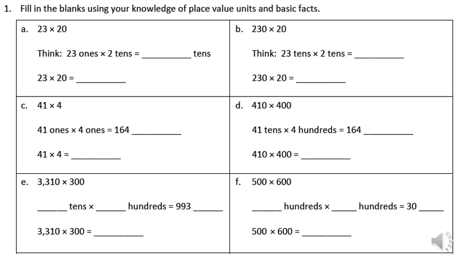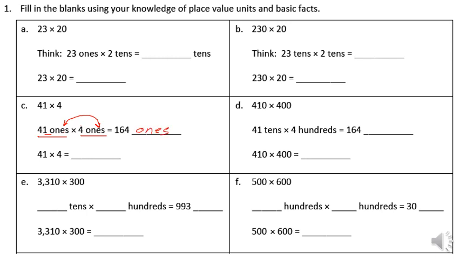Okay, for the homework, we're going to start off by doing 1, C, E, and F. So 1C, we have 41 times 4, and we know we can rewrite that in unit form as 41 ones times 4 ones. And we know 4 times 1 is 4, 4 times 4 is 16, so we have 164.